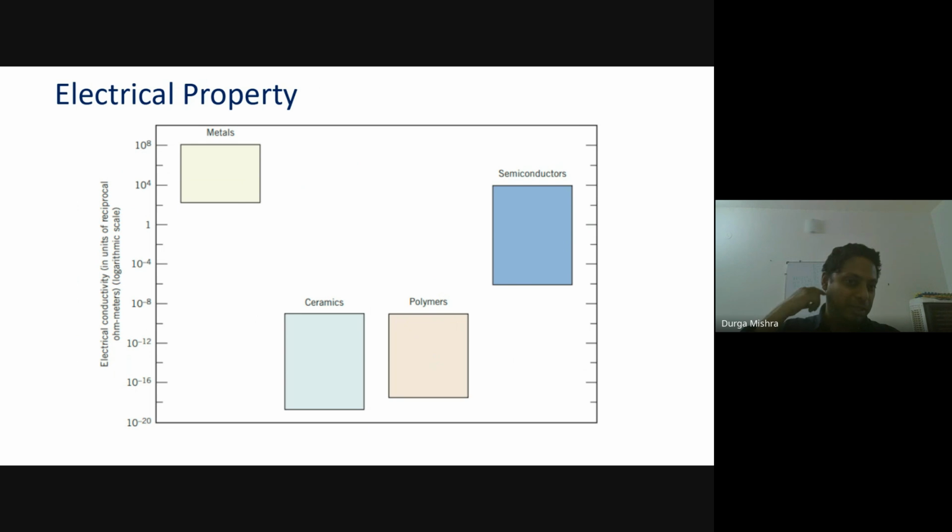of material is there. So based on the electrical conductivity, we have a new class of material, which we call semiconductors, where the conductivity lies in between metal and ceramics and polymer. So again a new class of material emerges when we are looking at the electrical property.